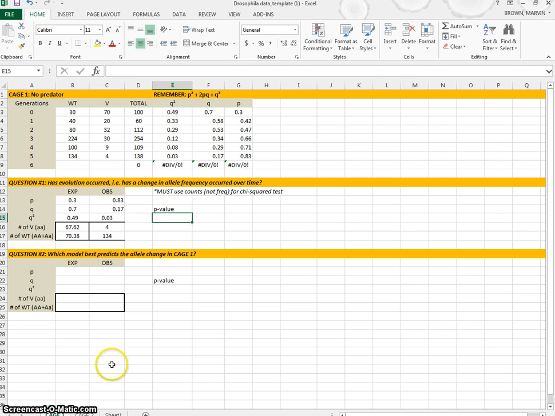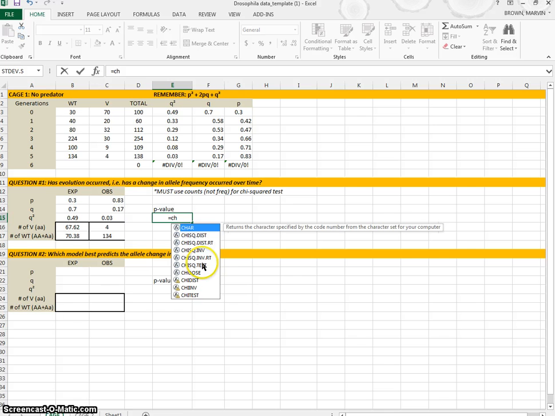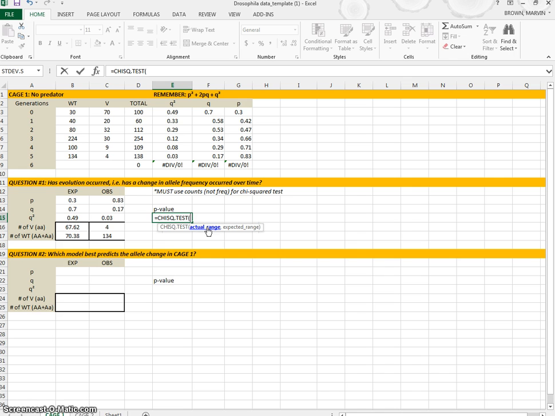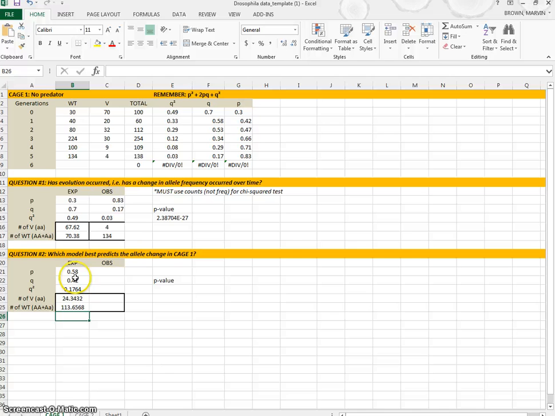The p-value is going to be a little different. We're not going to do an ANOVA, we're going to do a chi-square test. So go to here, chi-square test, double click. Actual range is what we had, and comma, expected range is what we expected to happen, and hit enter. So the p-value shows that it is well below our 0.05 value, which means that evolution did happen.